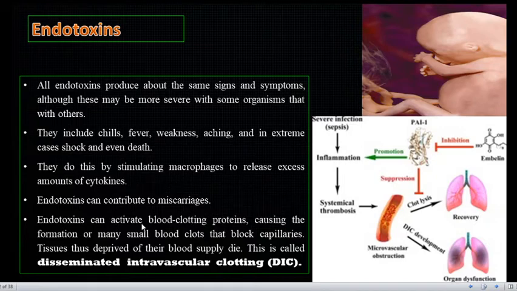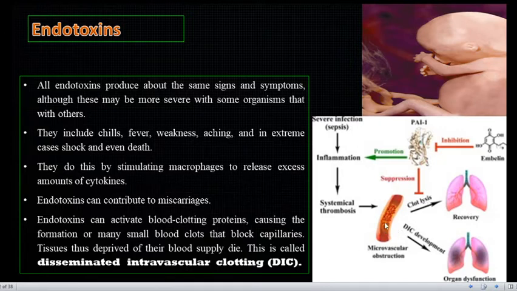Now, endotoxins can activate blood clotting proteins, causing the formation of many small blood clots that block your capillaries. Okay? So, ang endotoxins ninyo, they stimulate overproduction of blood clotting. Na sa sobrang dami, it actually blocks the capillaries. Diba? Your capillaries are the smallest types of blood vessels. So wala nang magsisend ng oxygen and nutrients doon sa tissues ninyo. And if that happens, your tissues are deprived of blood supply and they will eventually die. This is called disseminated intravascular clotting or DIC.